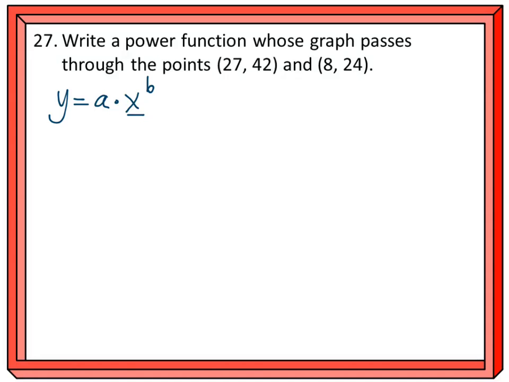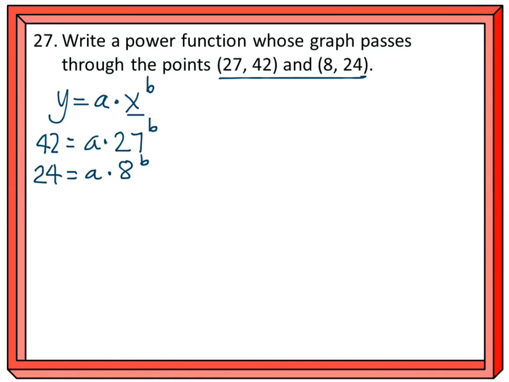Alright, so the way we solve it, though, is very similar. We're still going to stick in these two points that you're given and then set up a system of equations to solve by substitution. So for the first one, we'll plug in 42 for y. 42 is equal to a times 27 raised to the b power. Okay, and on the second one, we have 24 going in for y is equal to a times 8 to the b power.